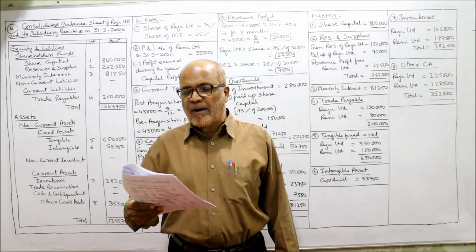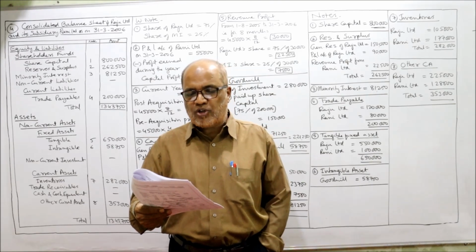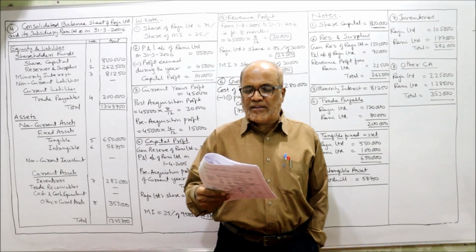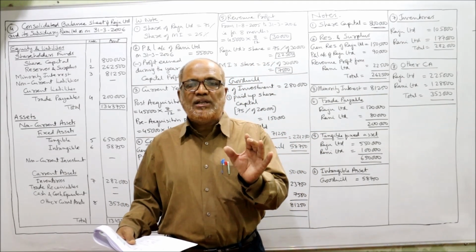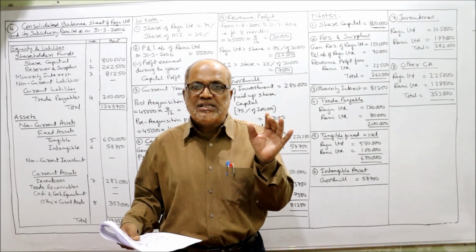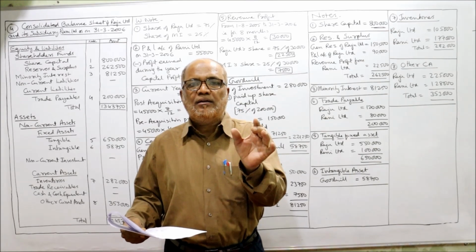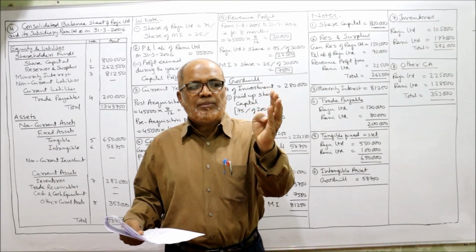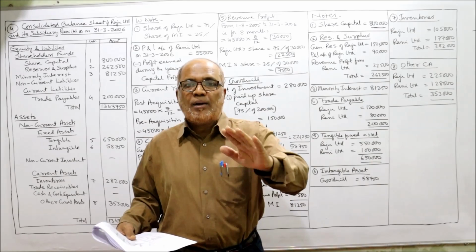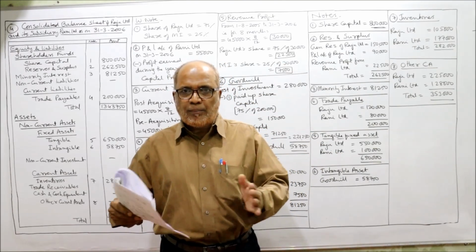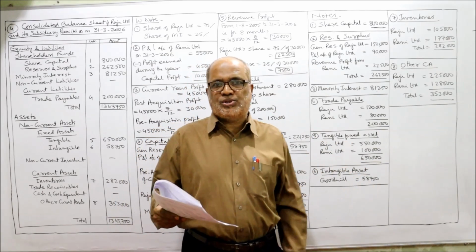Draw a consolidated balance sheet as at 31st March 2006 after taking into consideration the following information. First point, H Limited acquired the shares on 31st July 2005. Actually, we are closing the accounts on 31st March 2006. Here, the holding company purchased the shares on 31st July 2005. So August, September, October, November, December, January, February, March. So 8 months are post-acquisition. So during the previous year, 8 months are post-acquisition and 4 months are pre-acquisition period.